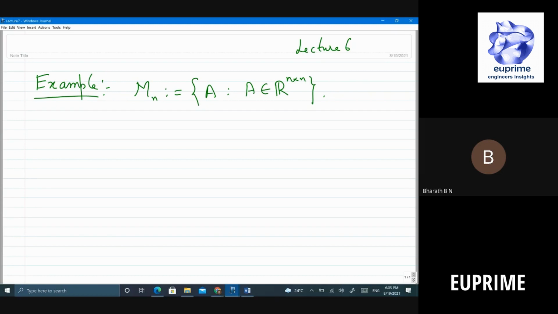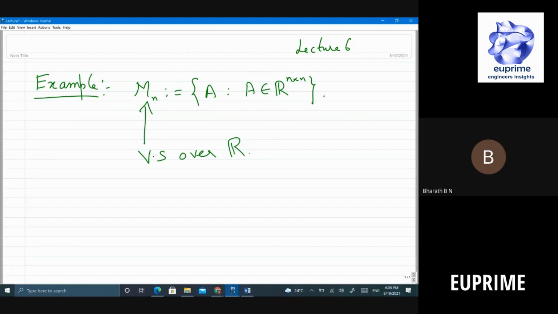Will it form a vector space? Yes, right? You agree? We saw that in one of the classes earlier. The set of all 2 cross 2 matrices formed a vector space. So this forms a vector space, right? So this is a vector space over what? R, right? R is the field.